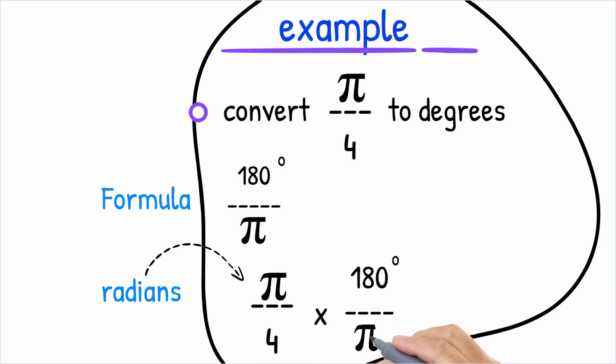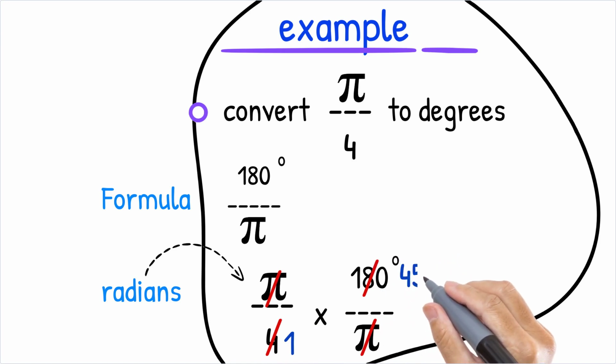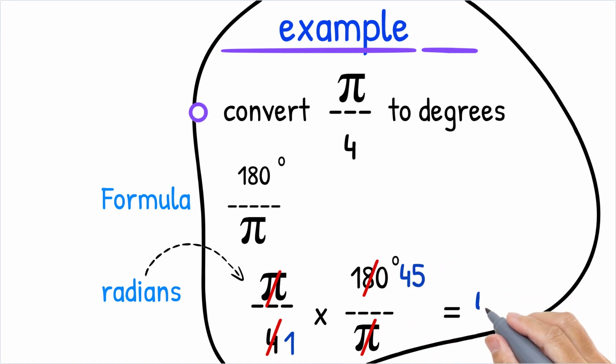Now simplify pi in the numerator and denominator, and 4 times 1, and 4 times 45 is 180. The degree value is 45 degrees.